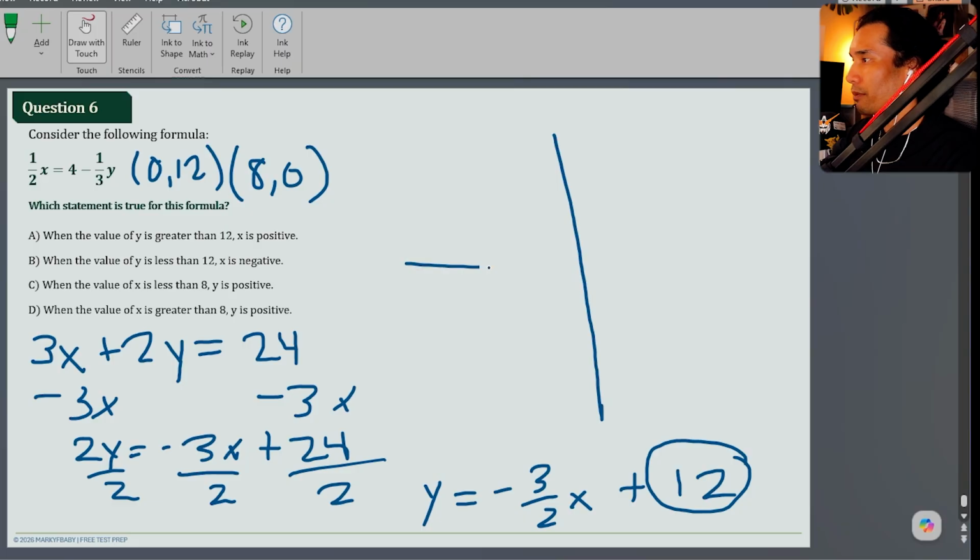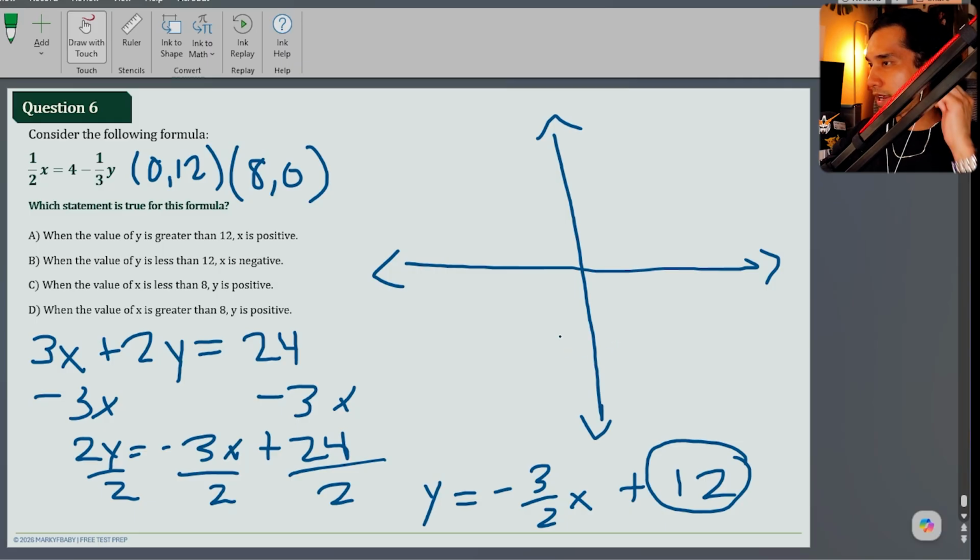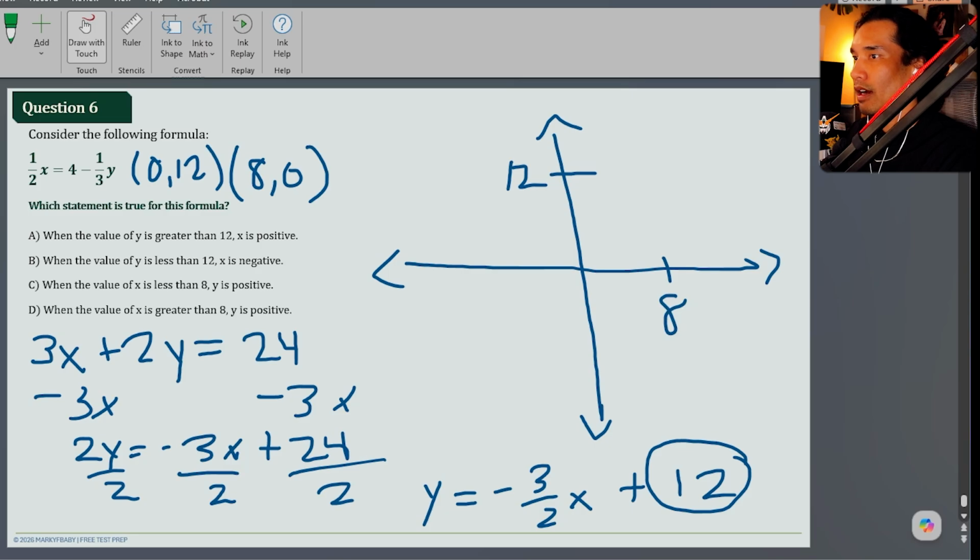So let's go ahead and plot this on our rough graph here, our sketch. And then let's plug in 0, 12. I'm not even going to write some tick marks. I'm just going to go 12's right here. This is 12. And then 8 is 8's right here. I'm just going to show you that you could do this really fast. Okay, I got this down. Boom. It doesn't even look neat, but you get it, right? When the value of y is greater than 12, x is positive. Y values, right? This is y.